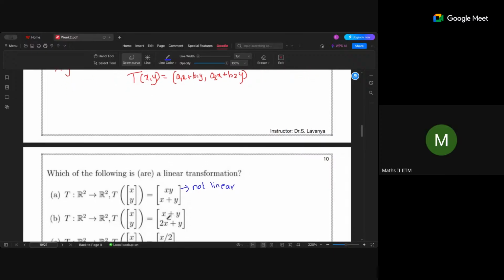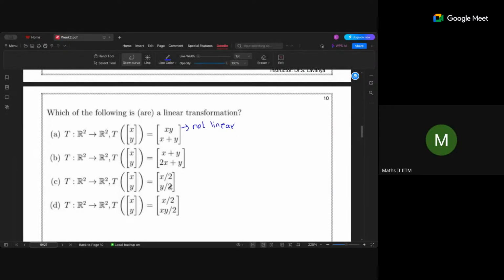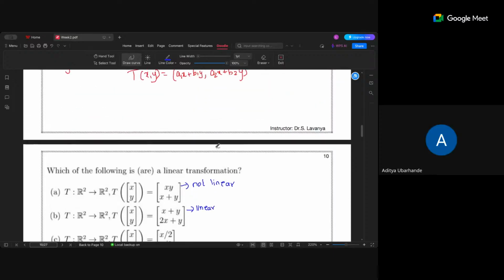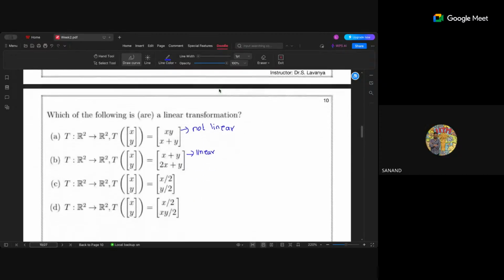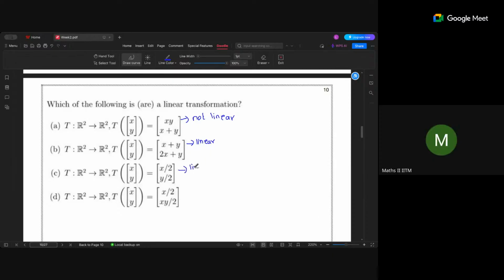What about this one? Is it in this format? Yes. In fact, A1 is 1, B1 is 1, A2 is 2, and B2 is 1. Good. What about the next one? Yes, it is linear. What is A1 here? A1 is 1 by 2. And B1 is 0, A2 is 0, and B2 is 1 by 2. So this is also linear. Good. What about this one? Not linear, because a product is there, right? So this is a shortcut we are able to see here.